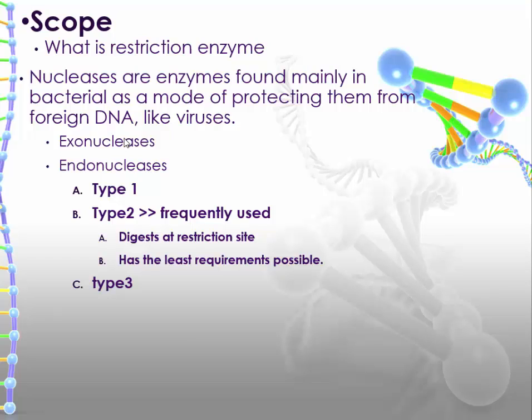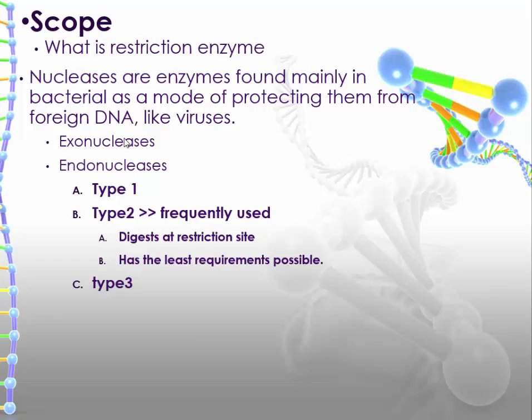One of them is called exonucleases, which basically trims or cuts DNA from the ends. And the other one is called endonuclease, which has several types. What they really do is cut the DNA from within the DNA sequence, not from the ends.